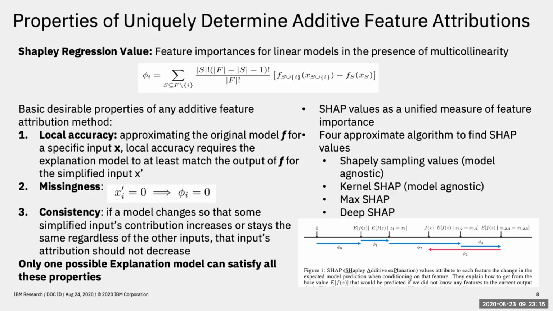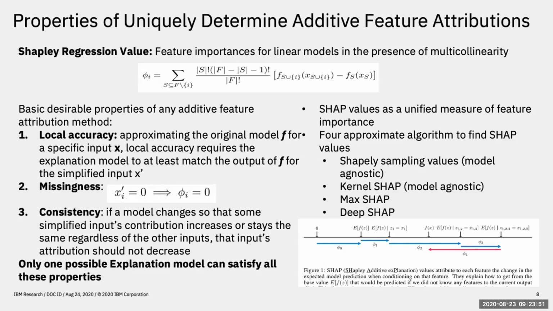One problem with this Shapley regression value is that it is computationally expensive. So this SHAP framework also provides some approximate algorithms to find these SHAP values efficiently. Basically, they provided four different algorithms, namely Shapley sampling values, Kernel SHAP, Max SHAP, and Deep SHAP. Intuitively, these approximate algorithms can be shown in the bottom right figure.